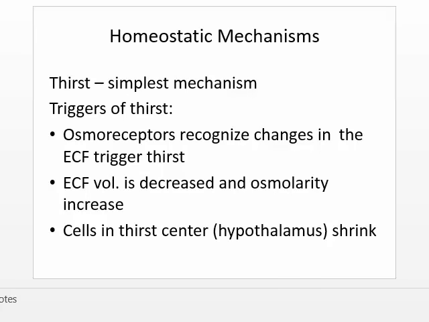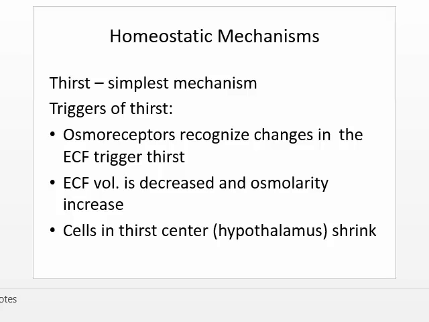So let's look at a couple homeostatic mechanisms that the body utilizes to try and maintain a balanced level of fluids within the body. The first and simplest mechanism that the body uses is thirst. So the triggers of thirst, you have osmoreceptors, which recognize the changes in extracellular fluid, or ECF, and then that triggers thirst. So when the ECF volume is decreased and osmolarity is increased, again, we have a thirst trigger.